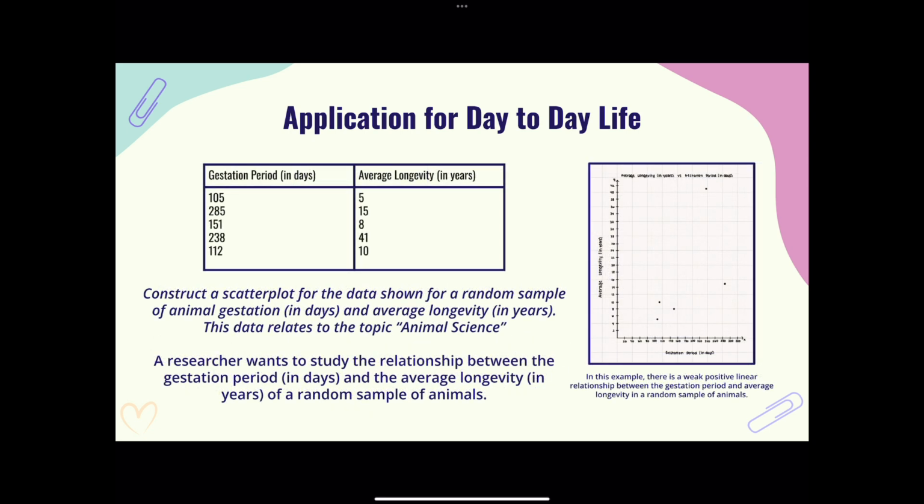This is the second example for the application to day-to-day life. This topic is in relation to animal science. It is the relationship between the gestation period and the average longevity of a random sample of animals. So if a researcher wanted to study this relationship, they could use this data and plot it on a scatter plot as seen on the right-hand side of this slide. And after plotting it, one can conclude that there's a weak positive linear relationship between these two variables.